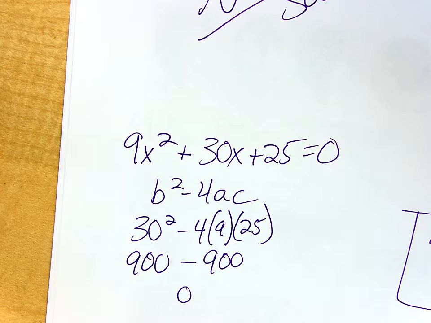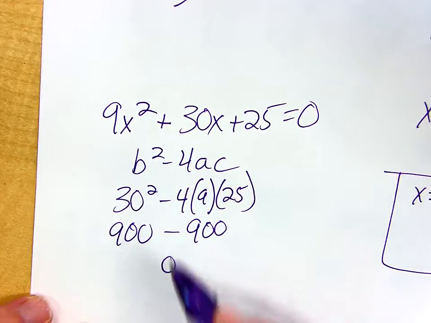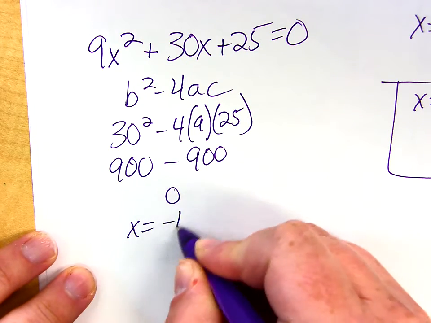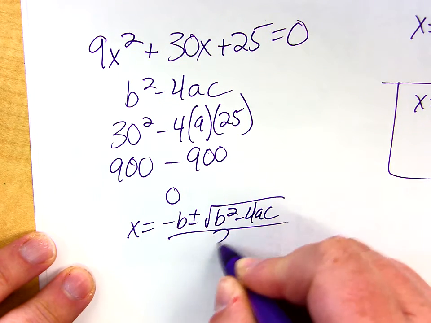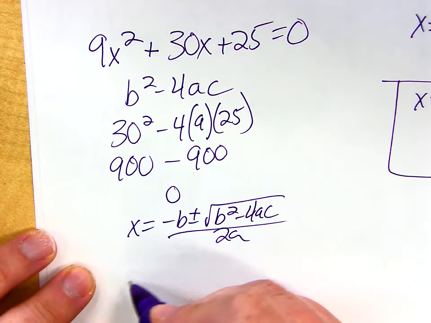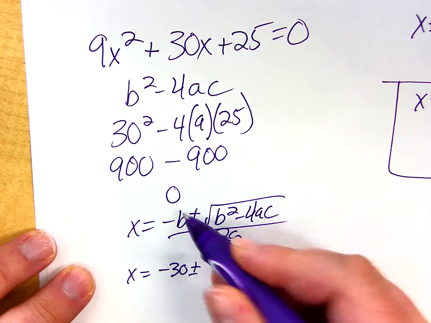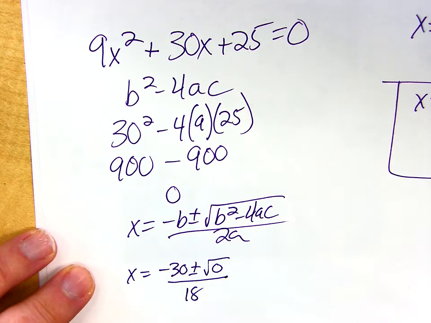There will be one real solution, which means when I go to get my answers, I'll get the same answer twice. Did everybody get 0 for the discriminant? Okay, so now when I put that in the quadratic formula, again, I'll write it out because it's never a bad idea to write it a whole bunch of times, getting used to it. Okay, there it is. Negative b plus minus the square root of 0. Oh, interesting. All over 2 times a, that's 18.